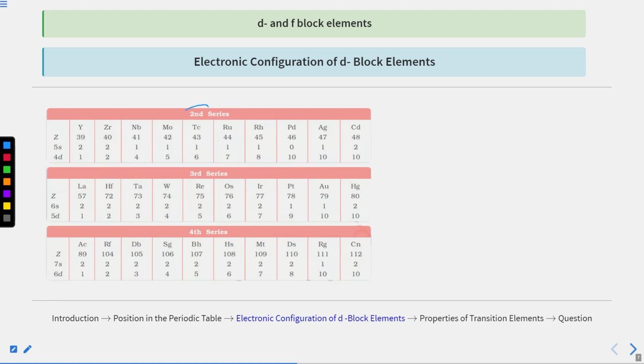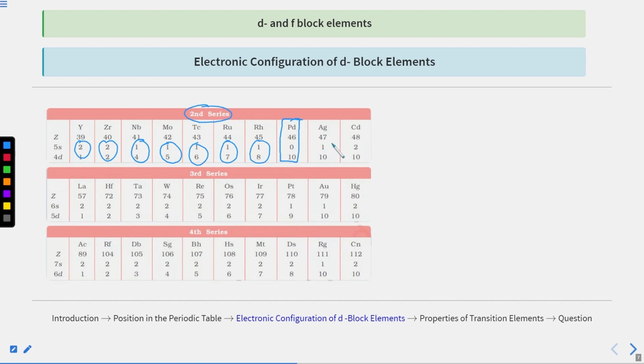Now, talking about the second series. So 1, 2, 2, again 4, 3 is missing here, right? 3 is missing here. So again, we have an exception here. Then 6, 1, 7, 1, 8, 1. And here is our exception, Pd 0. Okay?